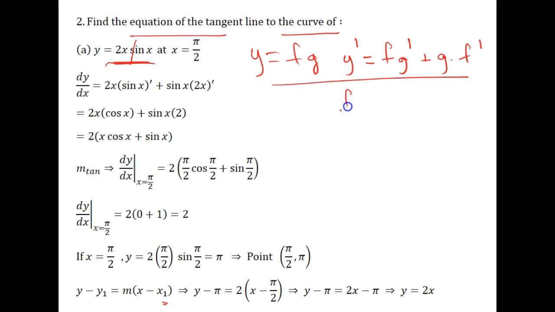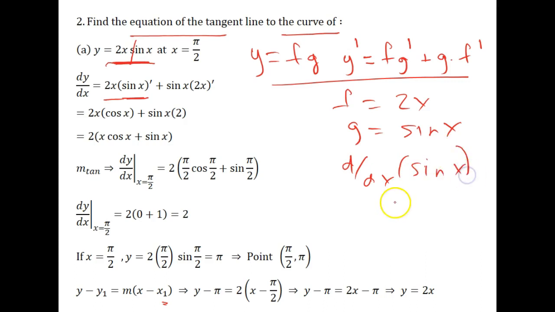So here f is equal to 2x and g is equal to sine x. So dy dx is 2x times the derivative of sine, which is sine x prime. By the way, if you want to, you can certainly use this notation. It's really up to you. And these are equivalent. Or simply write down the answer. If you know the derivative of sine x is cos x, go right to this step right here.